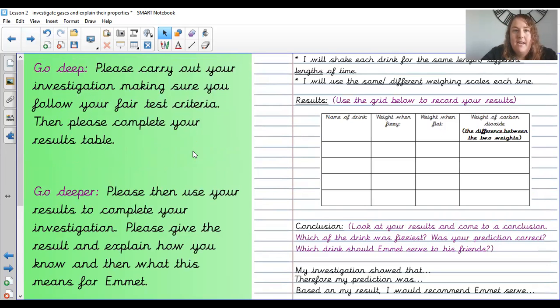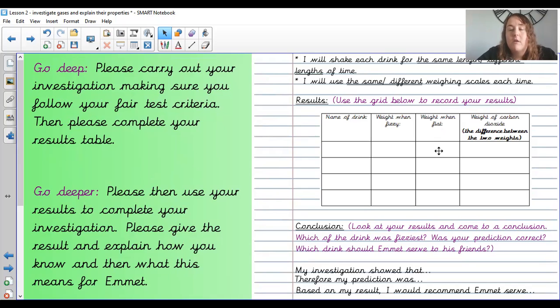Once you have them, then you're going to carry out your investigation, and you're going to make sure you follow your fair test criteria, and then you can use the results table. So you're going to have name of drink. You're going to have to weigh it when it's fizzy. So as soon as you buy it from the shop, and when it's at home, when you haven't shaken it around, you're going to weigh it. And then you're going to weigh it again here when it's flat.